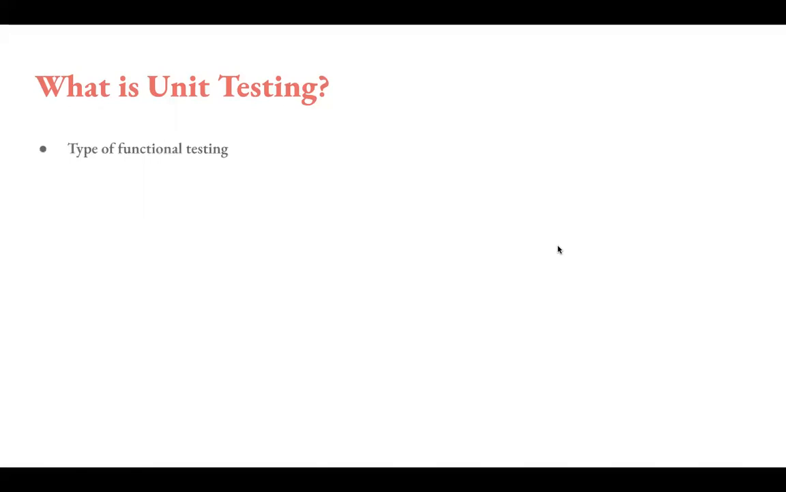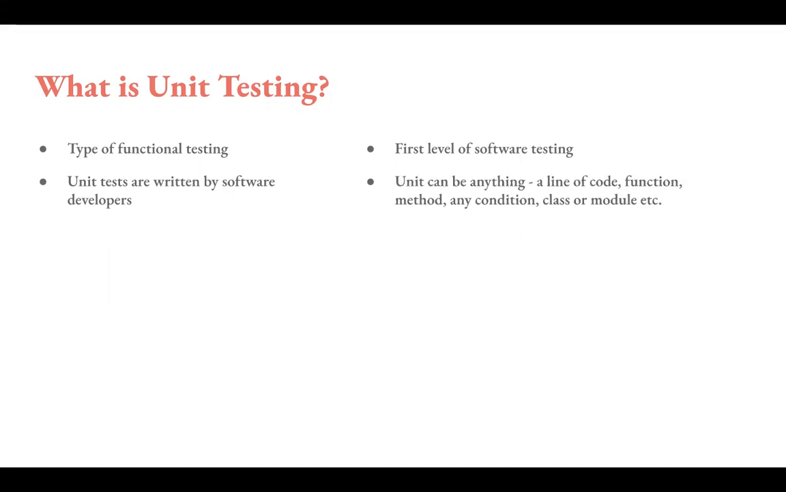Functional testing includes a lot of different types of testing. Unit testing is the first type of functional testing. This testing method is the first level of software testing, meaning unit testing is performed before any other type of testing. This is a testing technique that is usually performed by software developers, and unit tests are written by them. The term unit here means that a unit can be anything: a line of code, function, method, class, module, or object. Any code that is present in the project is considered as a unit.